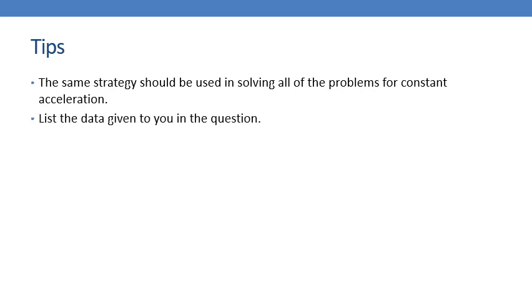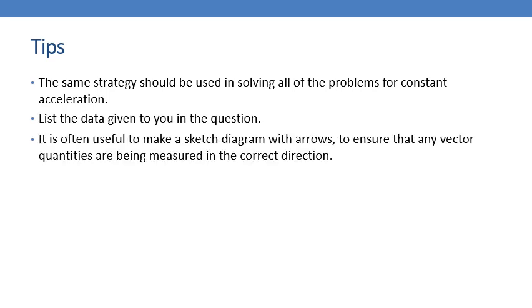Okay, so strategy: list the data. Sometimes you might want to make a sketch to ensure that any vector quantities are being listed in the correct direction. In the previous example, the car was just going in a straight line, so the direction was the direction the car was moving. Sometimes it's different.